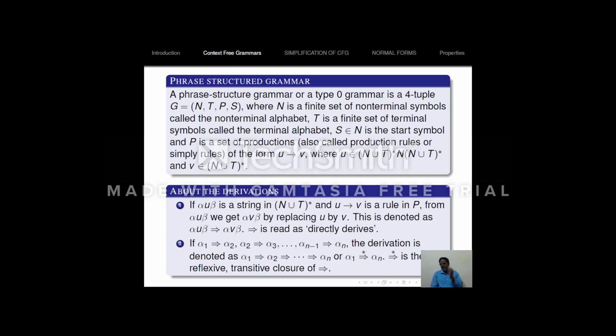Star, as usual, represents more number of times. Alpha 1 derives alpha n by the repeated application of the rules of the grammar. And as a side discussion, we can call this a relation which is the reflexive transitive closure of the relation directly derives.